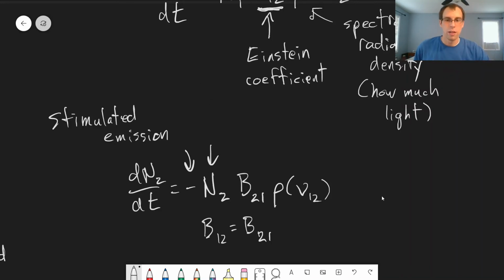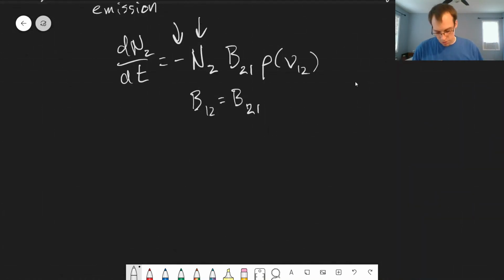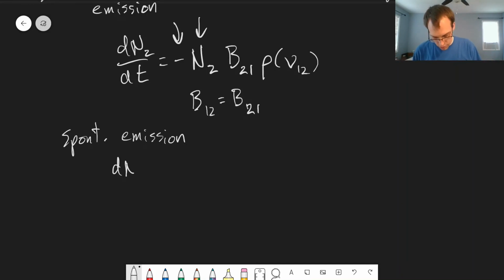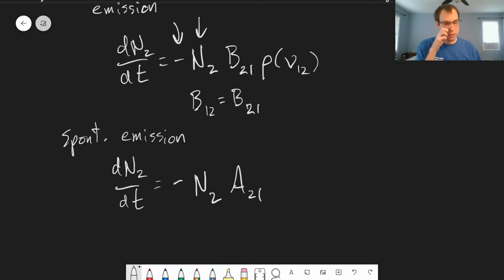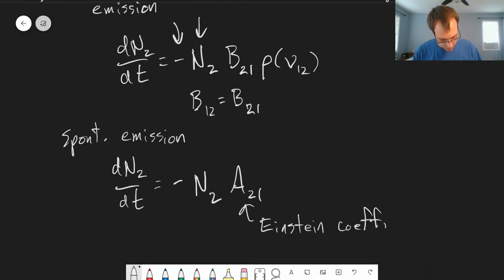The last one we'll look at for rates is spontaneous emission. Spontaneous emission doesn't depend on the spectral radiation density, because it'll happen whether or not we have any light present. The change in dN2 is again going to be negative, and it's going to depend on how many molecules we have in state 2. But now we have a different Einstein coefficient that we call A, which relates to the fundamental properties of how much light gets emitted based on spontaneous emission.